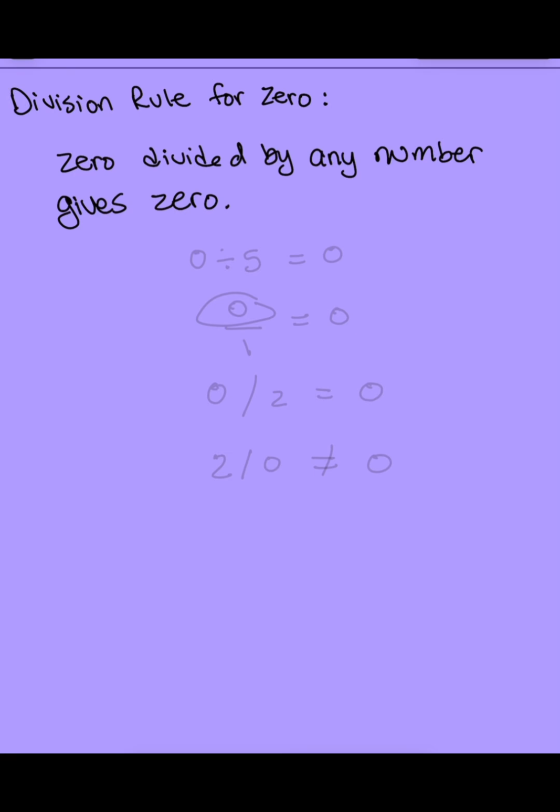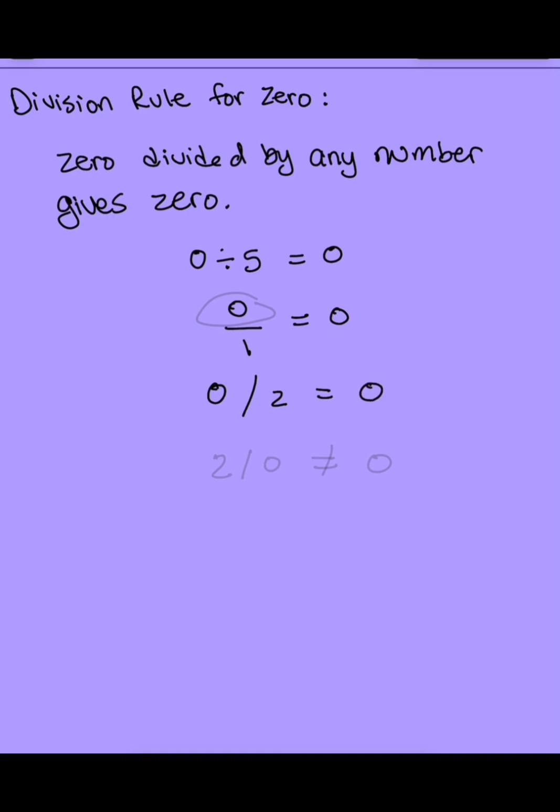Let's look at another division rule, the division rule for 0. 0 divided by any number gives 0. So if I had 0 divided by 5, I get 0. If I had 0 divided by 1, I get 0. If I had 0 divided by 2, I get 0.